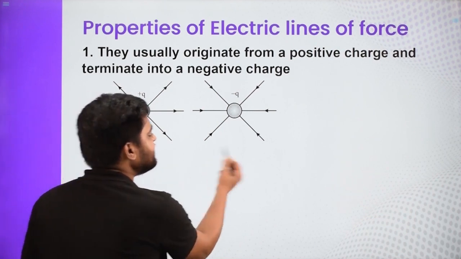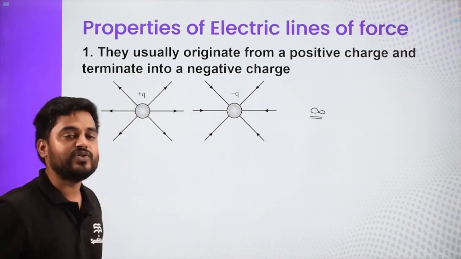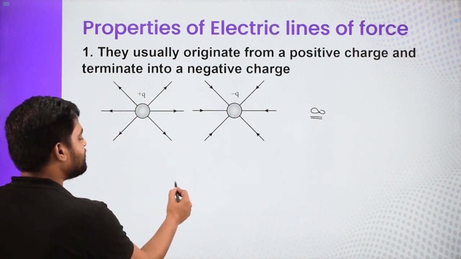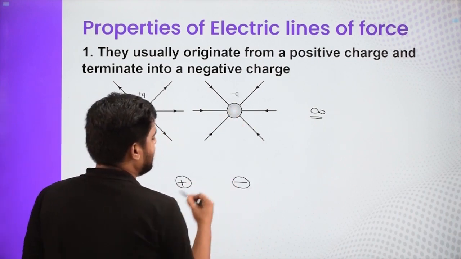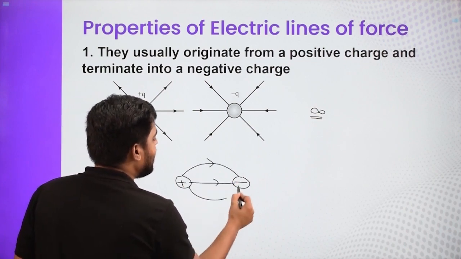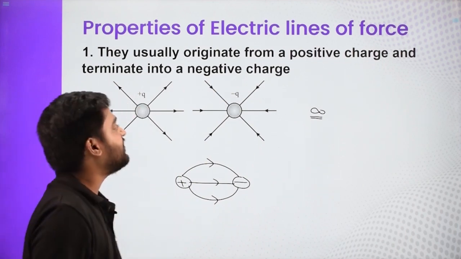And what if our charge is negative? Then they start from infinity and come to the charge. So they originate from a positive charge and end at a negative charge. And if there are positive and negative charges both present, then they originate from the positive and go all the way up to the negative charge. So this is the first property of electric field lines.